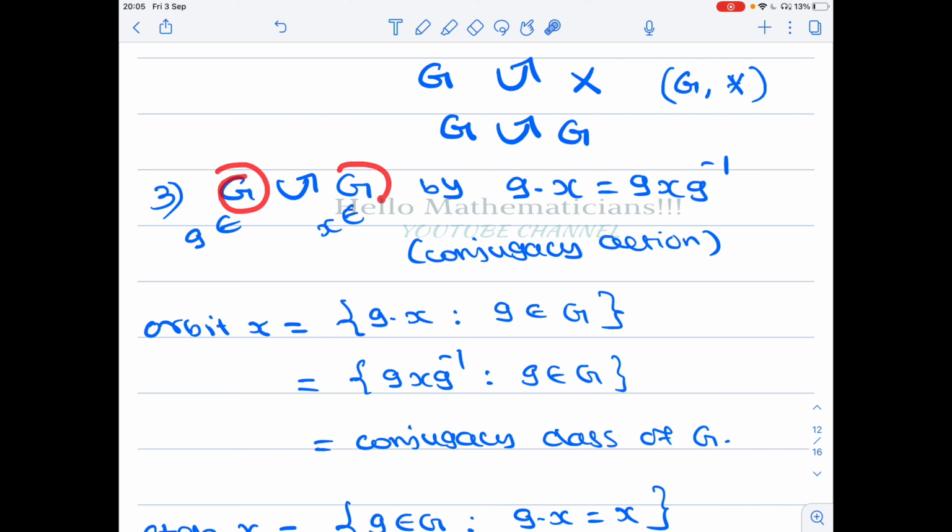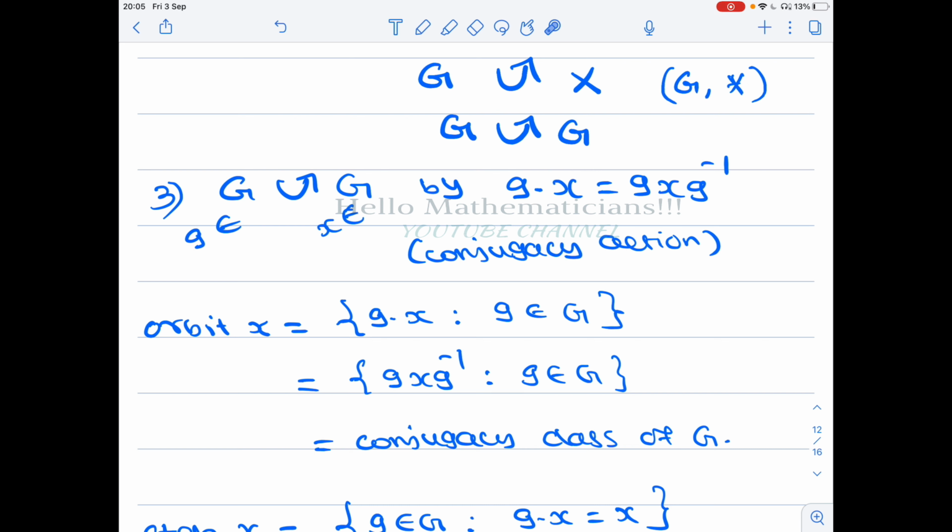So G acts on G. How? This is called the conjugation action. You take an element g belonging to G and x belonging to G. I'm going to define their multiplication to be g x g inverse, the conjugation of x by g.